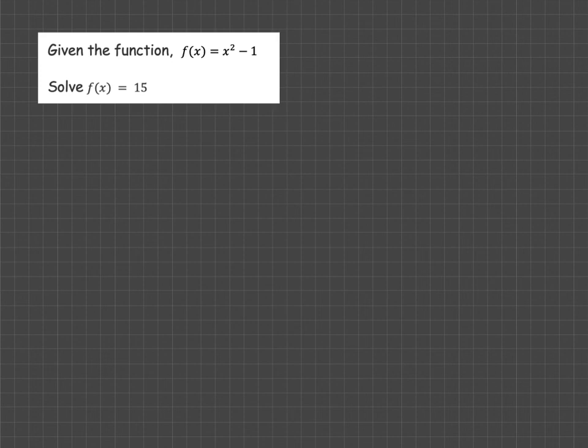Okay, we're going to do the same thing here. We're given a function value and we want to solve for x. We have f of x equals 15. So we set f of x equal to 15. f of x is x squared minus 1. So we're setting x squared minus 1 equal to 15. So let's just write that down. That's what we want to do, is solve for x.